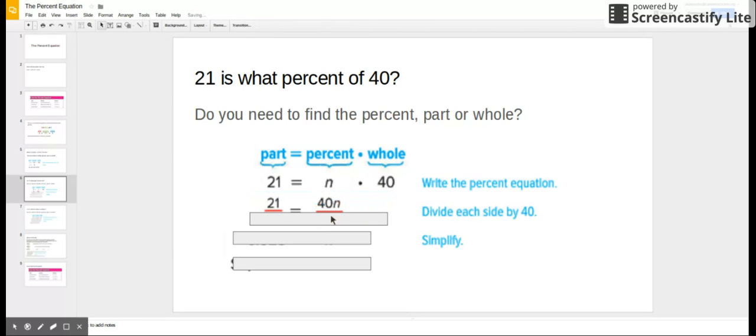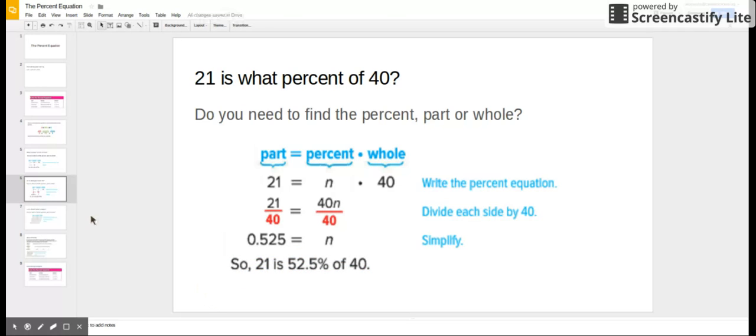So here, you would have 21 equals 40n. Divide both sides by 40, and you get your n to be 0.525. So 21 is 52.5% of 40.